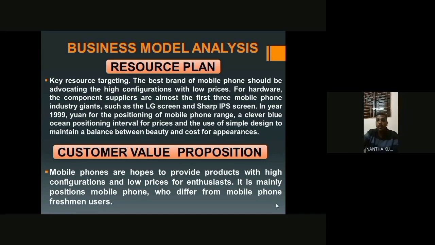Okay, the second one is customer value proposition. Mobile phone hopes to provide product with high configuration and low prices for enthusiasts. It mainly positions mobile phone users who differ from mobile phone freshman users. Okay, this one normally we need to look for the mobile phone users who have already used a lot of mobile phones, such as Oppo, Vivo, or Samsung, or whatever. Okay, we as a good seller, we need to understand what is the customer request from us.